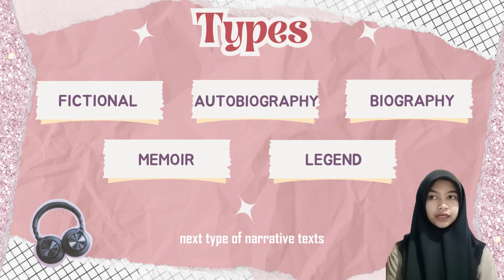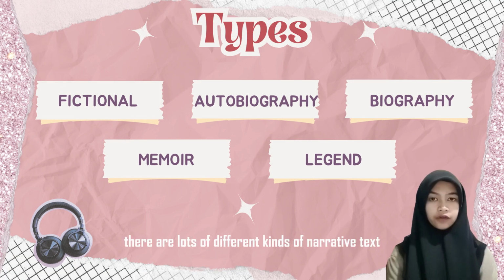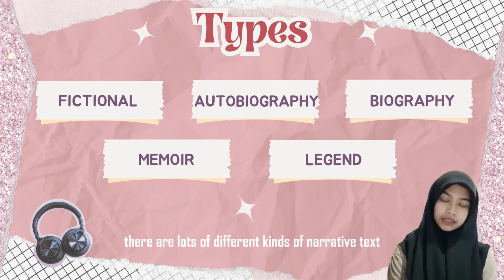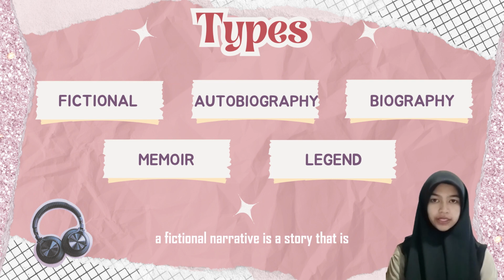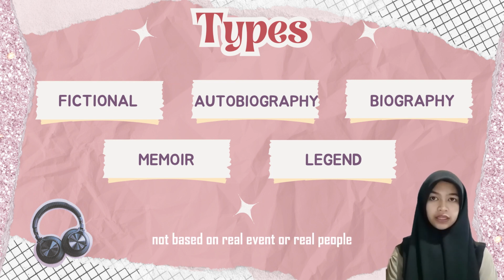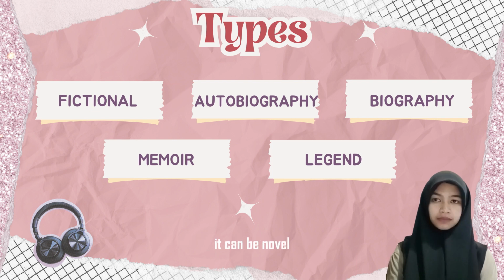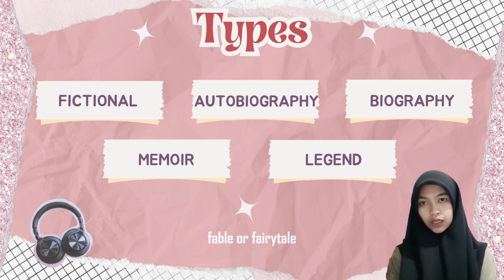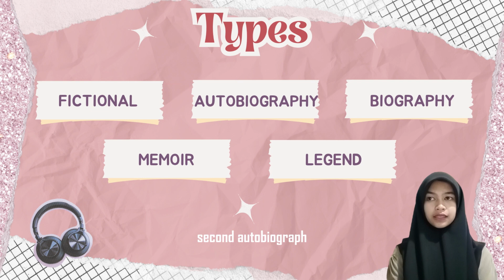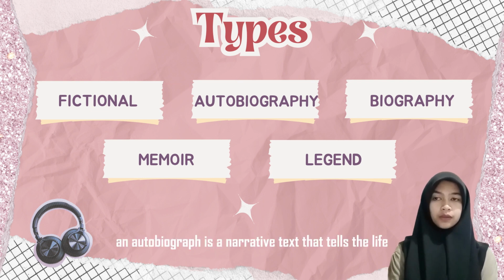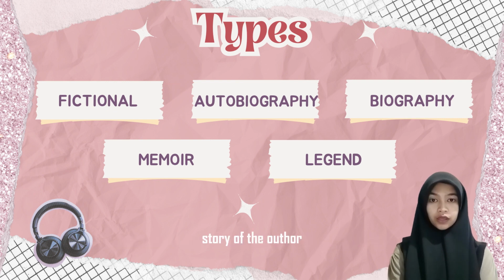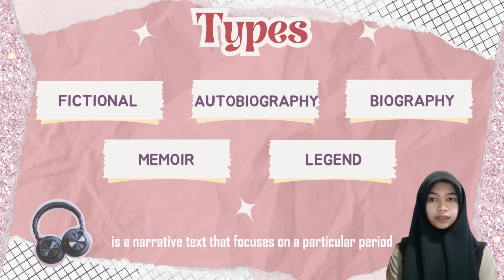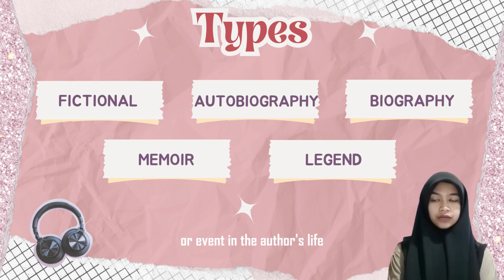Next, types of narrative text. There are lots of different kinds of narrative text such as fictional narrative. A fictional narrative is a story that is not based on real events or real people. It can be a novel, short story, fable, or fairy tale. Second, autobiography. An autobiography is a narrative text that tells the life story of the author. Fourth, memoir. A memoir is a narrative text that focuses on a particular period or event in the author's life.